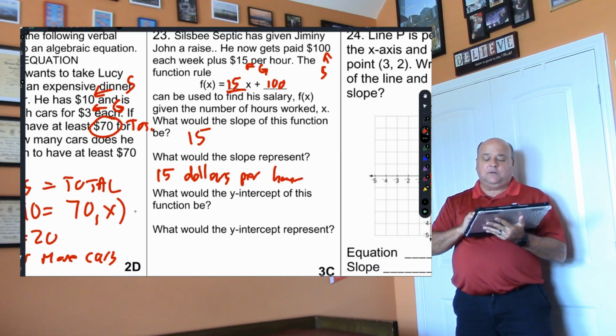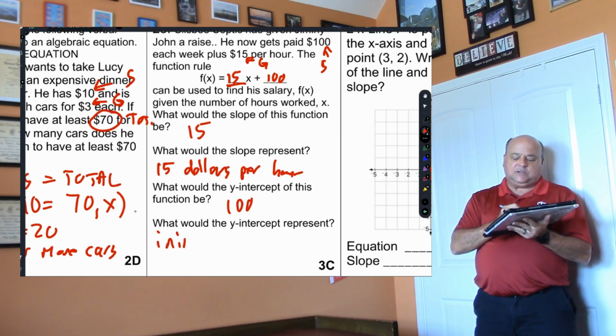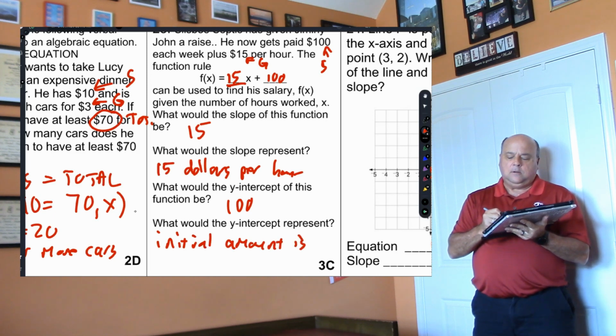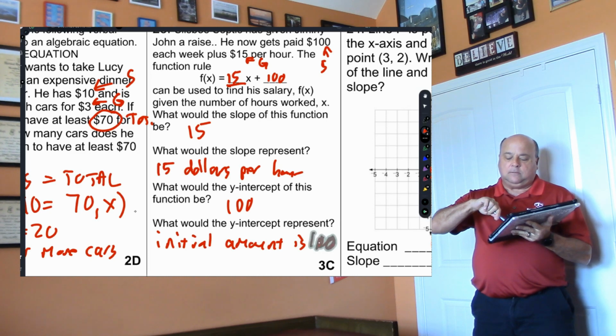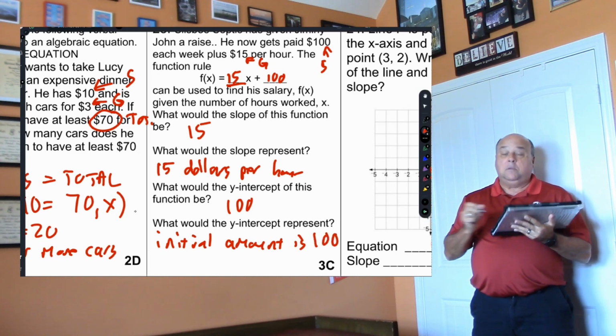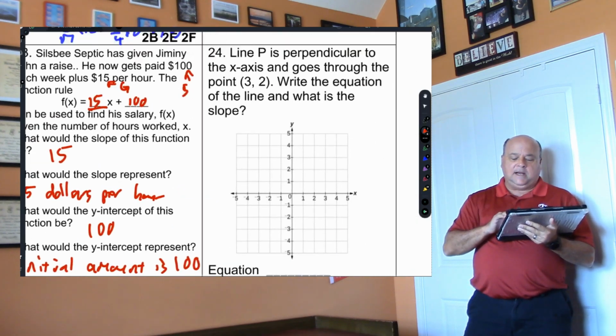What's the y-intercept of the graph? The y-intercept of the graph is 100. The initial amount of money he gets paid is 100. So he gets paid $100 before he starts making money, which is kind of cool. Most jobs don't do that. It would be nice.